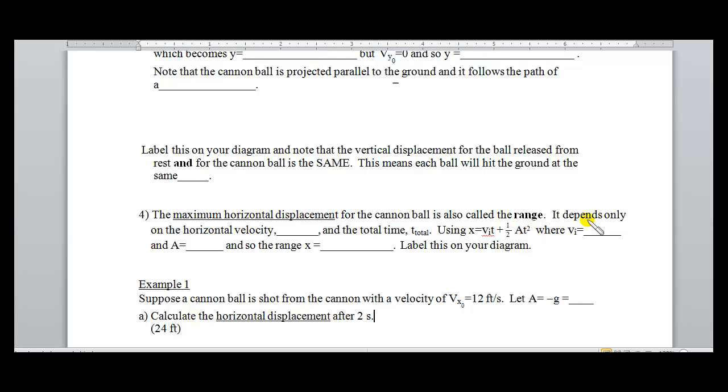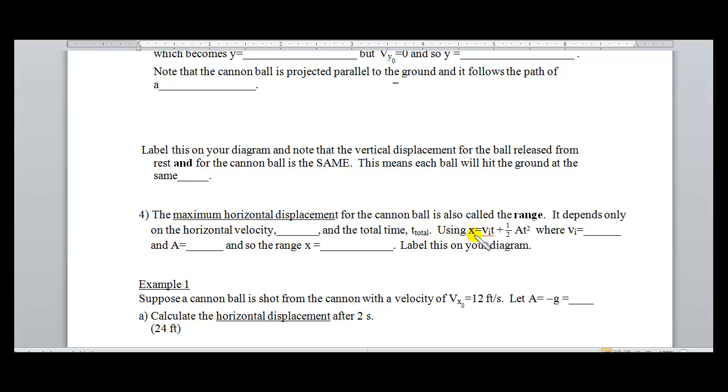And this value for the range depends only on the horizontal velocity. So go back to your diagram and look at what we had as the expression for our horizontal velocity. It also depends on the total time it's in the air. The longer the object is in the air, the greater will be this range, this horizontal displacement.